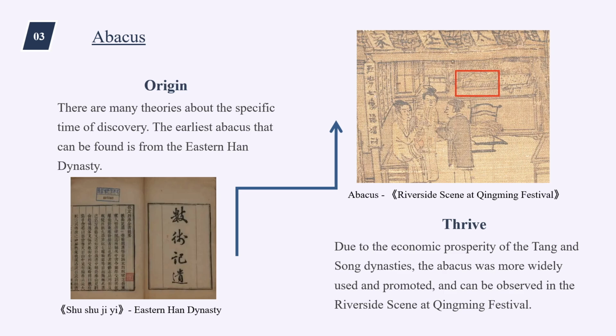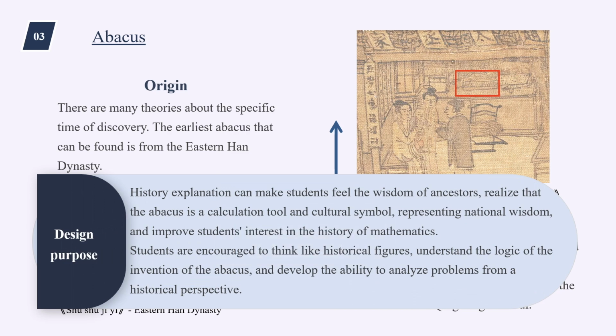Explain the origin and survival of the abacus. History explanation can make students feel the wisdom of ancestors, realize that the abacus is a calculation tool and a cultural symbol, representing national wisdom, and improve students' interest in the history of mathematics. Students are encouraged to think like historical figures, understand the logic of the invention of the abacus, and develop the ability to analyze problems from a historical perspective.